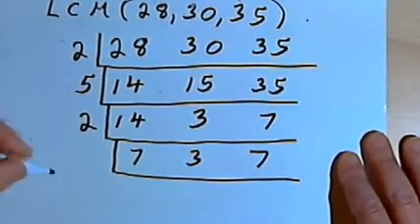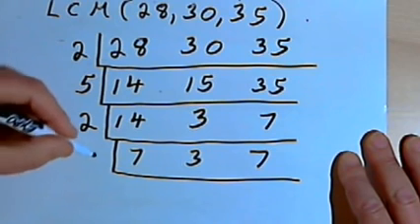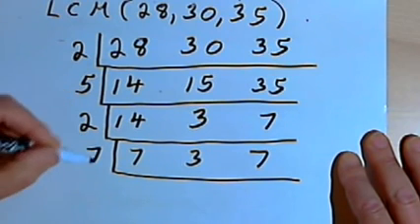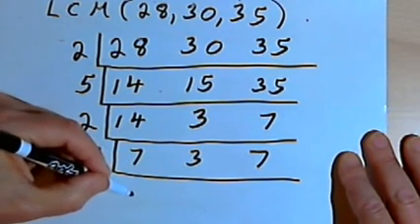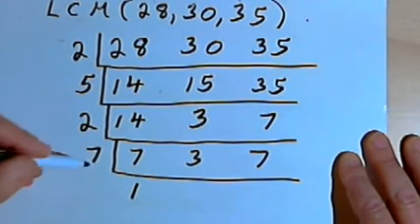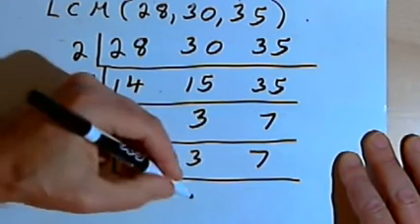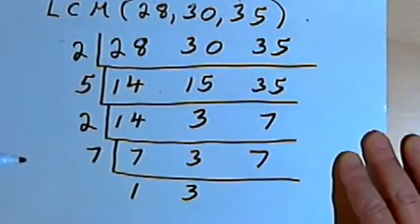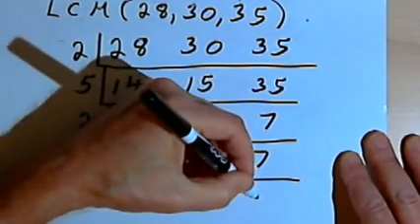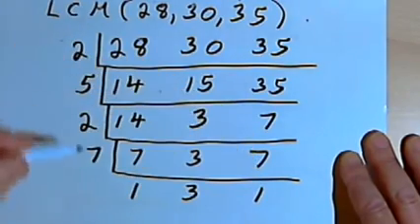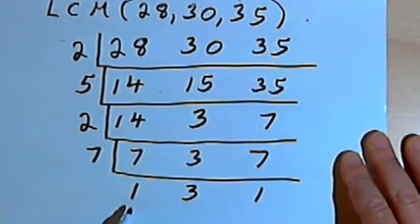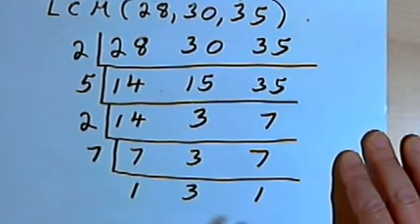I'll draw another box, and I'll divide out that 7. So 7 goes into 7 one time. I'll bring down that 1. 7 does not divide into 3, so I'll just bring the 3 down. And 7 divides into the other 7 one time. Now I've got prime numbers along the bottom. The only thing I've got repeated on the bottom is 1s.